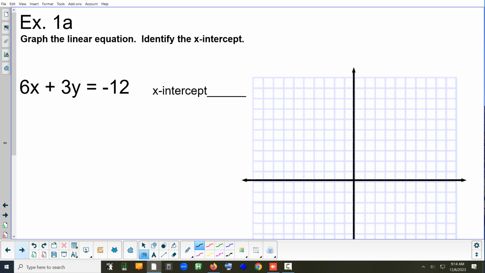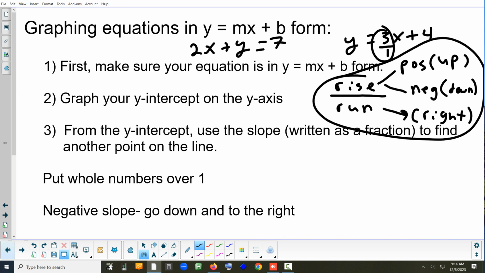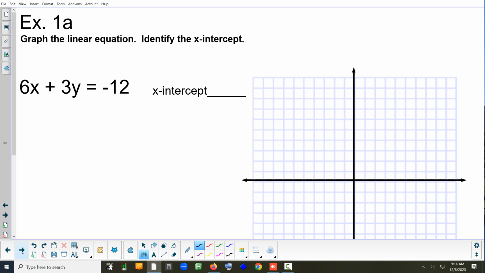Is this equation set up the correct way to do what I just showed you? No. First thing you have to do is make sure your equation is in y equals mx plus b form. All right, so we got a couple things we need to fix. What's on the same side as the y that we do not want there? X. The 3 and the 6x.